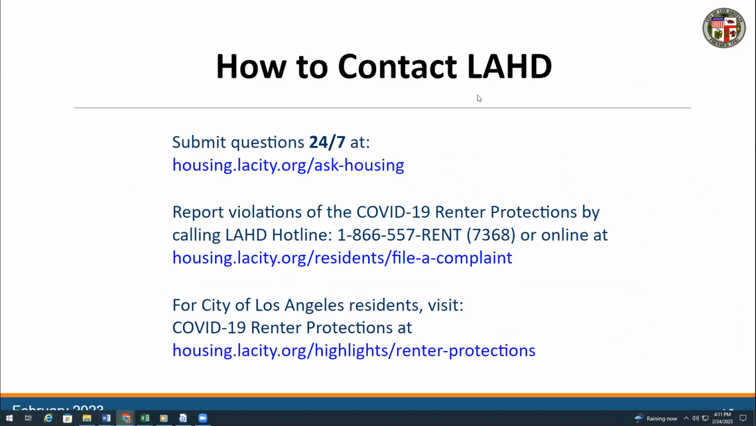Okay, sorry about that. Last slide here is how to contact the LAHD. So you can submit questions 24/7 at housing.lacity.org/askhousing. If you need to report violations of the COVID-19 renter protections, you can call our hotline at 866-557-RENT or online, and on the screen you'll see that address online. And finally, you can visit our website for the COVID-19 renter protections.